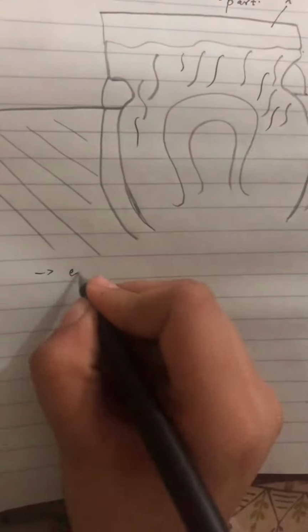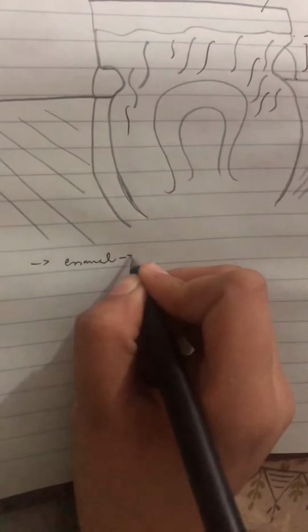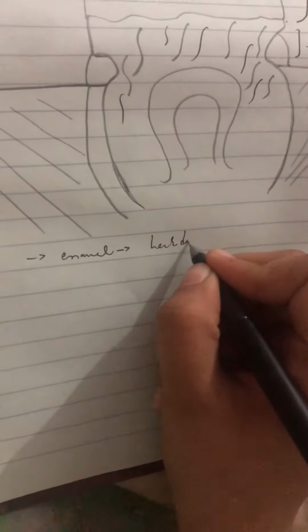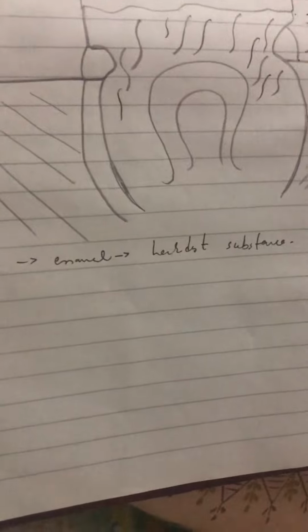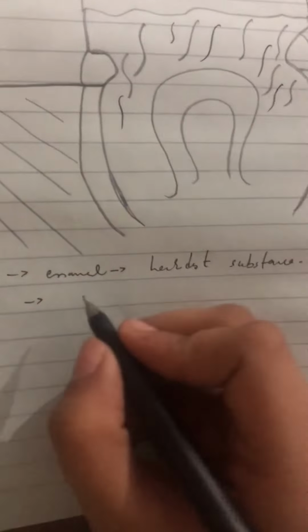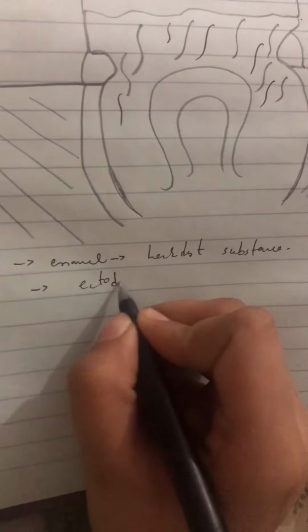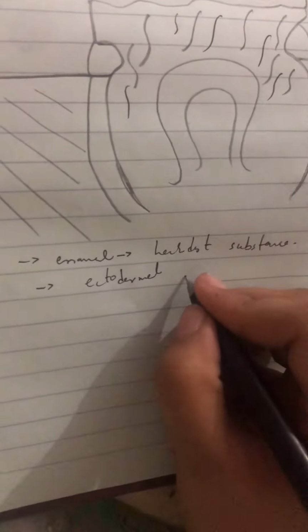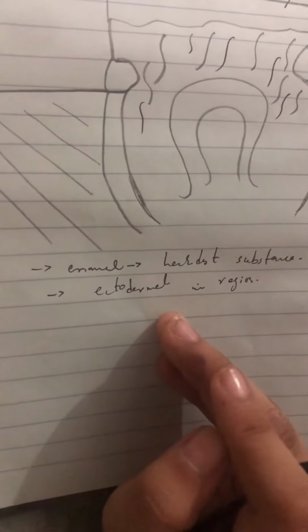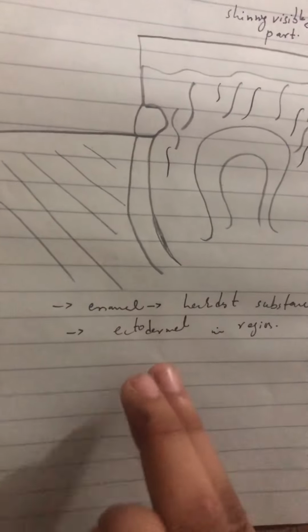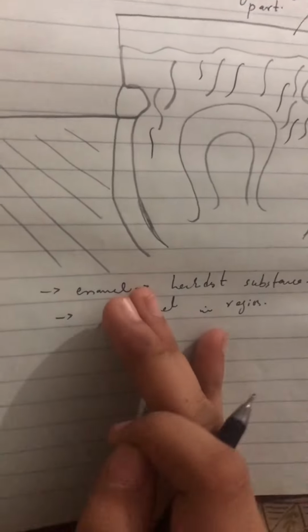Now enamel, I'll write here. Enamel is the hardest substance. Basically, it is present in the ectodermal region. We have three regions: ectodermal, endodermal, and mesodermal. Enamel is present in the ectodermal region.